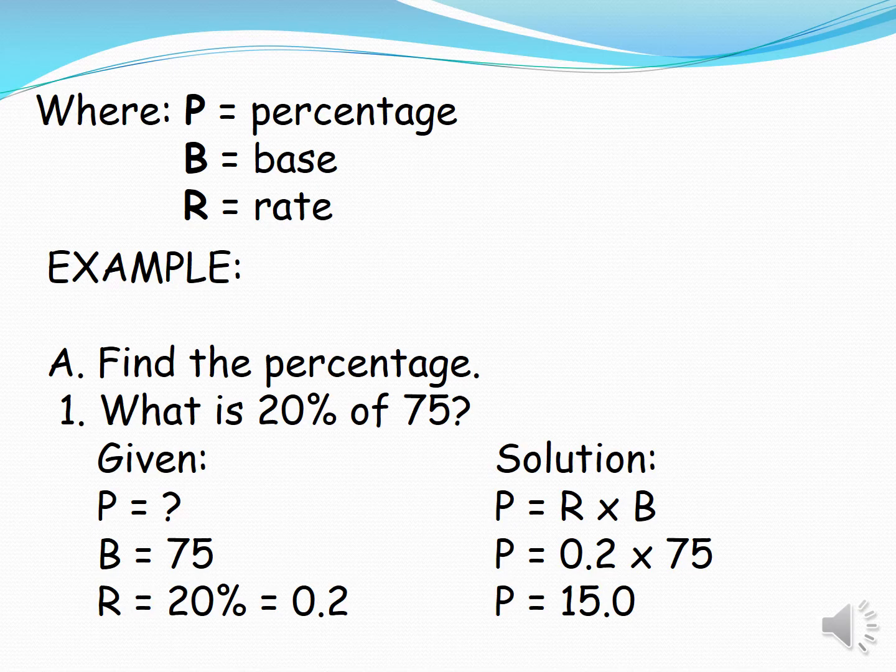Example, letter A. Find the percentage. Number 1. What is 20% of 75? Given B is equal to 75, rate is equal to 20%, changed to decimal number is equal to 2/10, and percentage is missing. Solution: percentage is equal to rate times the base. Substitute the value of the rate, which is 2/10, times the value of the base, which is 75. So we have 2/10 times 75. So percentage is equal to 15.